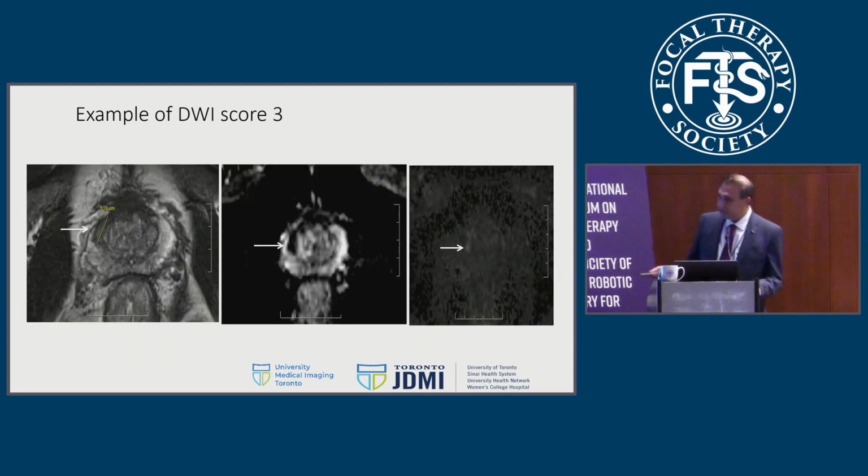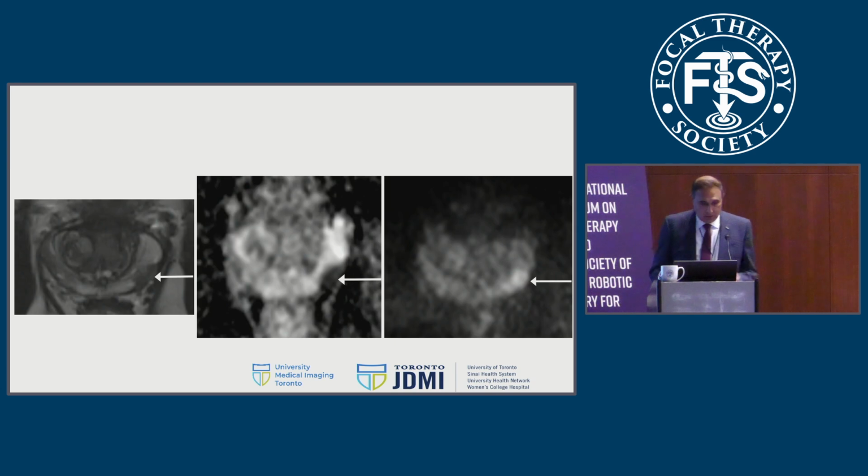And the other definition of a 3 is if it is marked in one of the two sequences, either on the ADC map or on the high B value, but not marked signal change on both, you would still give it a 3. So this is a focal abnormality that you see on T2 weighted image, and then there's marked dark signal on the ADC map, but not very bright on the high B value. So this would again be scored at 3. And this, of course, is a score of 4. It's very dark on the ADC map and very bright on the diffusion weighted image.